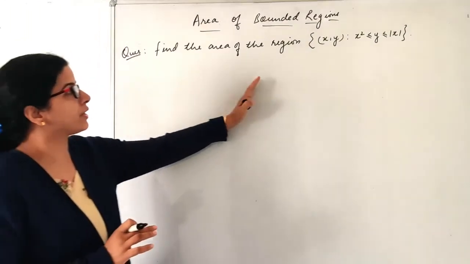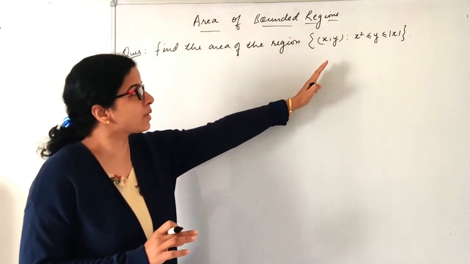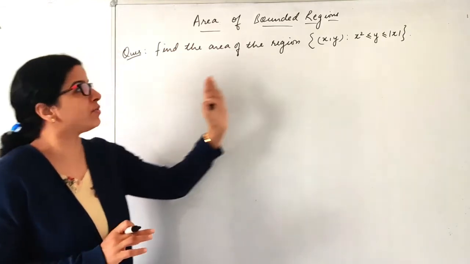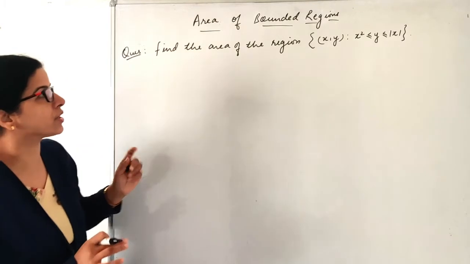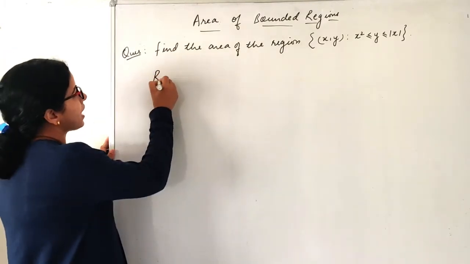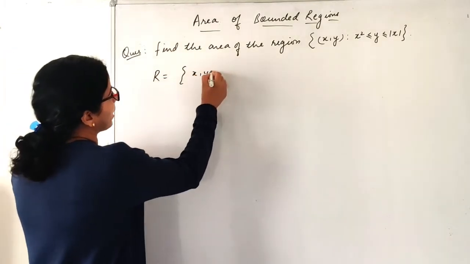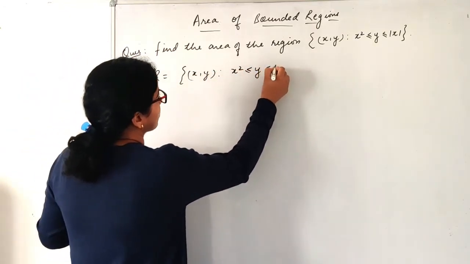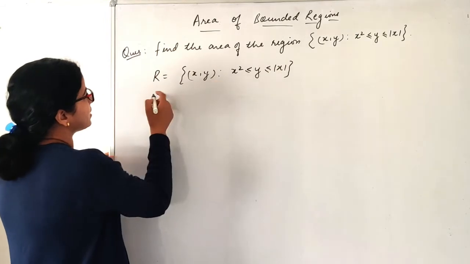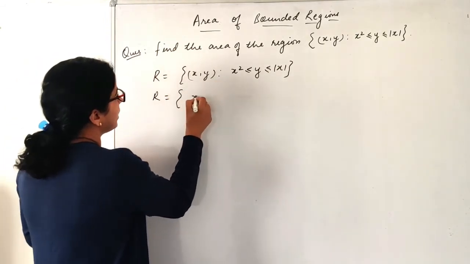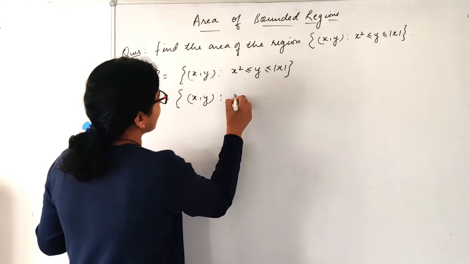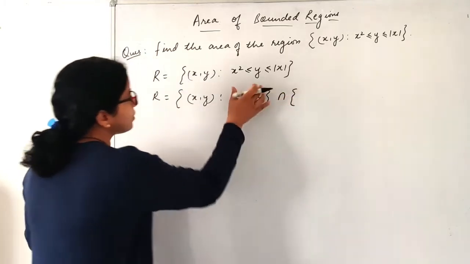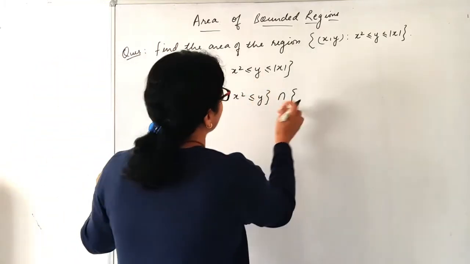Find the area of the region (x, y) such that x square is less than or equal to y, less than or equal to mod of x, right? So we have to find the area of this region. Now look here, what is given to us? R is given as (x, y) such that x square is less than or equal to y, less than or equal to mod x. So I can further write this as R is equal to (x, y) such that x square is less than or equal to y, intersection, because we take the bounded region of the two functions, right?